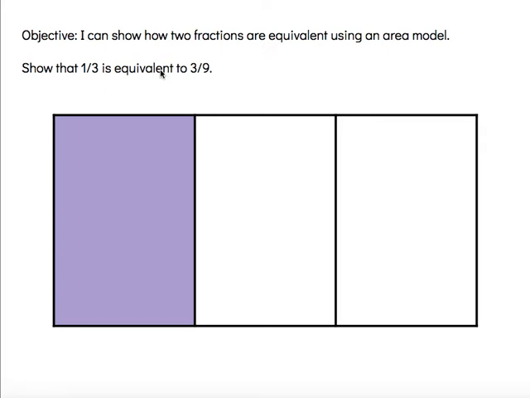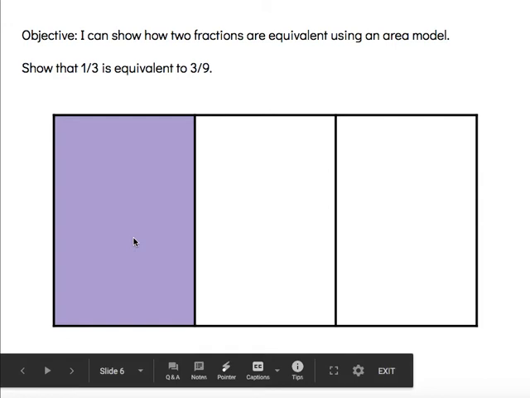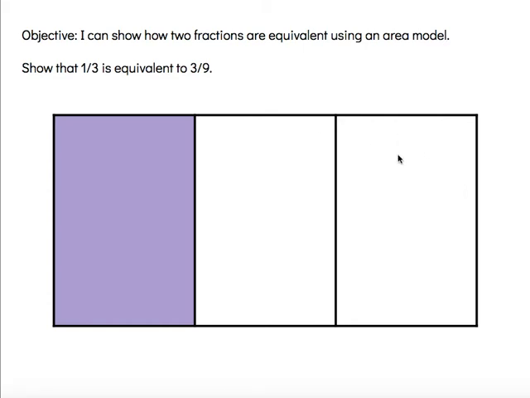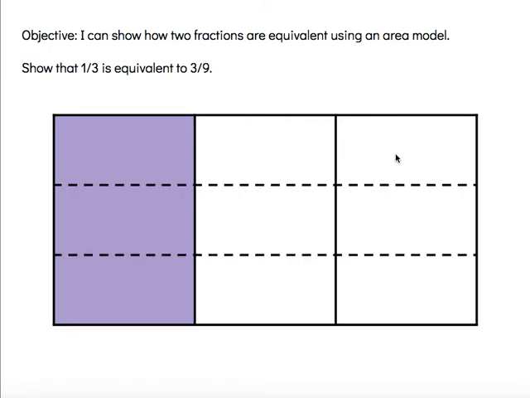So now we want to show that 1/3 is equivalent to 3/9. So again, this is 1/3 that's been shaded, one out of three parts of my whole rectangle. Now again, I want to split this into 9 equal size parts. And I could do that by using vertical line segments and split each of these into 3 smaller sections. But that's going to take 2, 4, 6 lines to do that. But I can also accomplish that with just 2 horizontal lines.